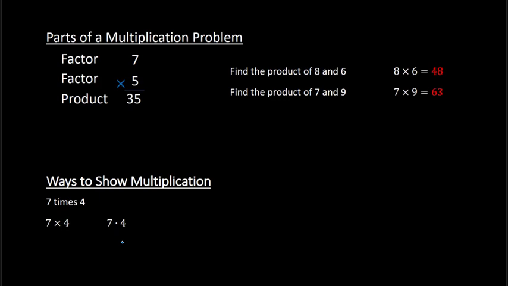Or I could use parentheses. I could put parentheses around the second number. That is the same thing as 7 times 4. Or I could put parentheses around the first number, or I could put parentheses around both numbers. All of this means the same thing. This means 7 times 4.